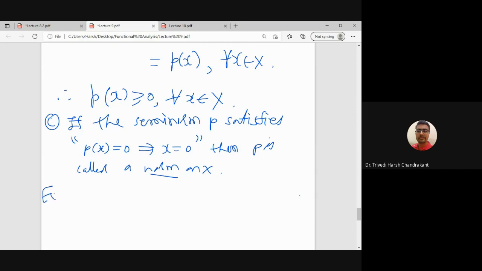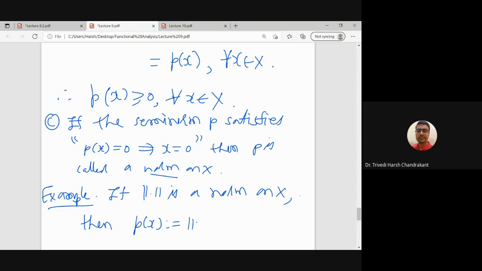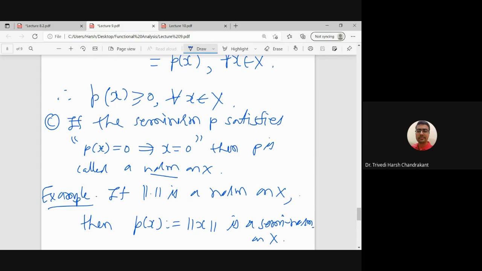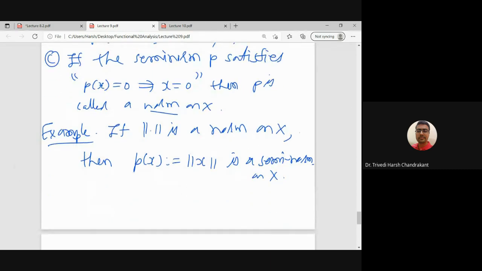Right, so for example, if this is a norm on x, then p of x defined to be this is a seminorm. So every norm is a seminorm, but the converse is not true. The converse is true only when p satisfies the property C.